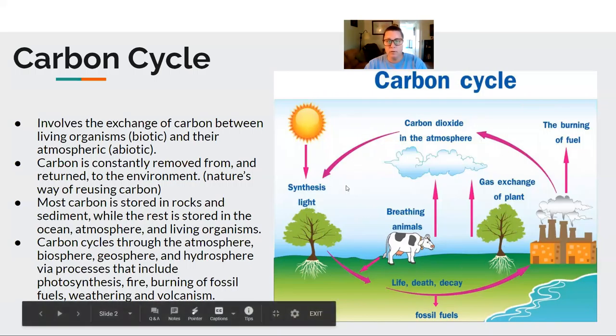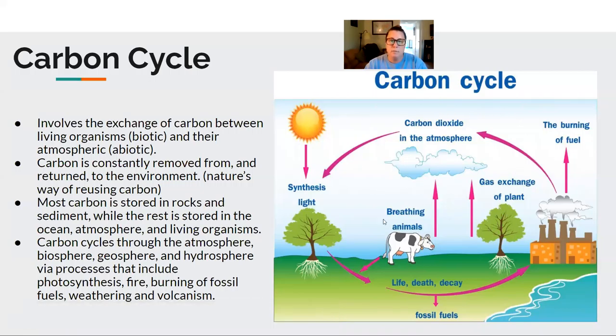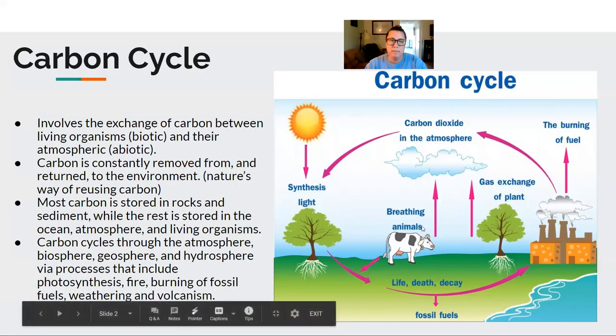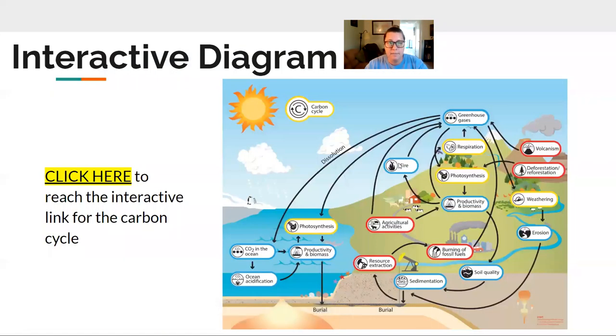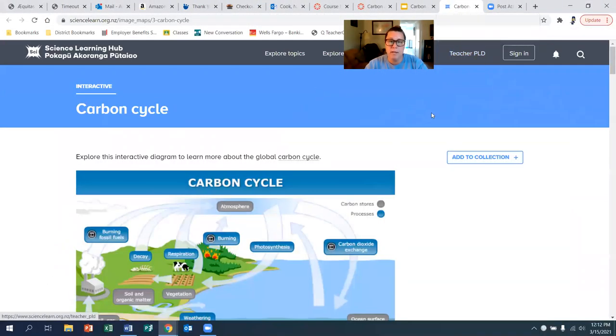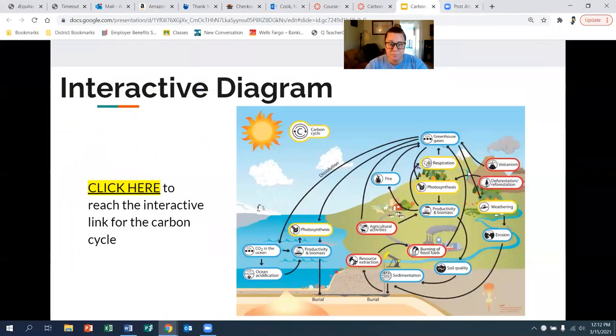So here is your whole carbon cycle. Carbon is cycled through the water, which is the hydrosphere, through the atmosphere, the gases surrounding us, through the biosphere, living organisms, and through the geosphere, which is the Earth itself, rocks and such. Here's your carbon cycle. There's a whole bunch of information here for you guys to look at. There is an interactive diagram. So if you click here, it's going to bring you to another page in which you can play around with the interactive diagram for the carbon cycle.